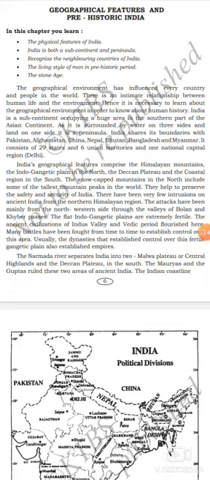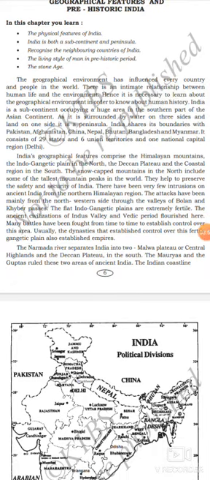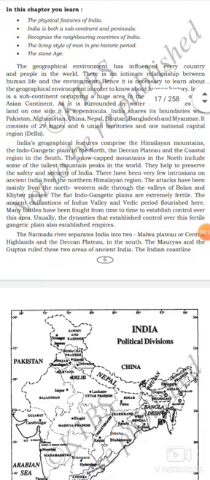And listen, the snow-capped mountains in the north include some of the tallest mountain peaks in the world. In the north direction, you will see some of the tallest mountain peaks in the world. They help to preserve the safety and security of India. Got it? There have been very few intrusions on ancient India from the northern Himalayan region. The attacks have been mainly from the northwestern side through the valleys of Bolan and Khyber passes.